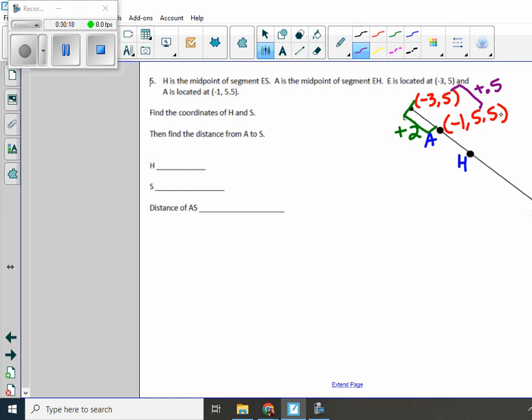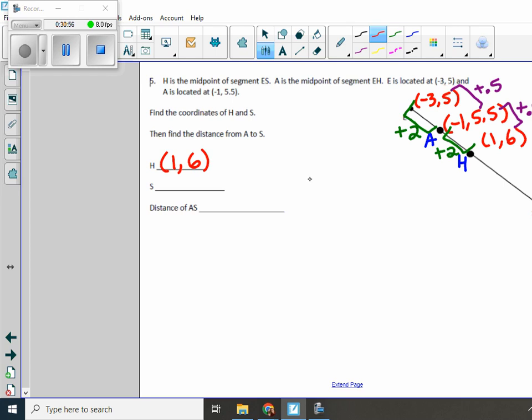Plus 0.5, right? Okay. We're going to do those same changes. So I've got negative 1 needs to get 2 added to it. Positive 1, yeah? Okay, and then 5.5 needs to get 0.5 added to it. 6. Are we okay with the ordered pair for H? It's at 1, 6. Okay.